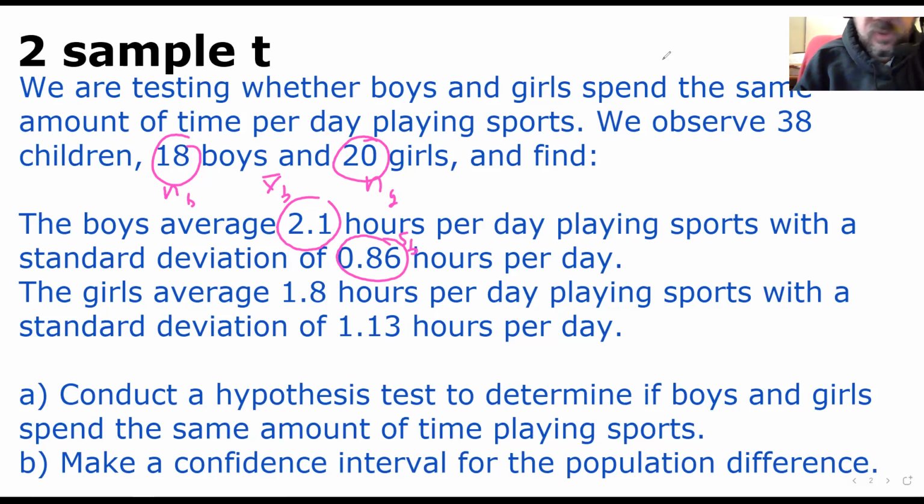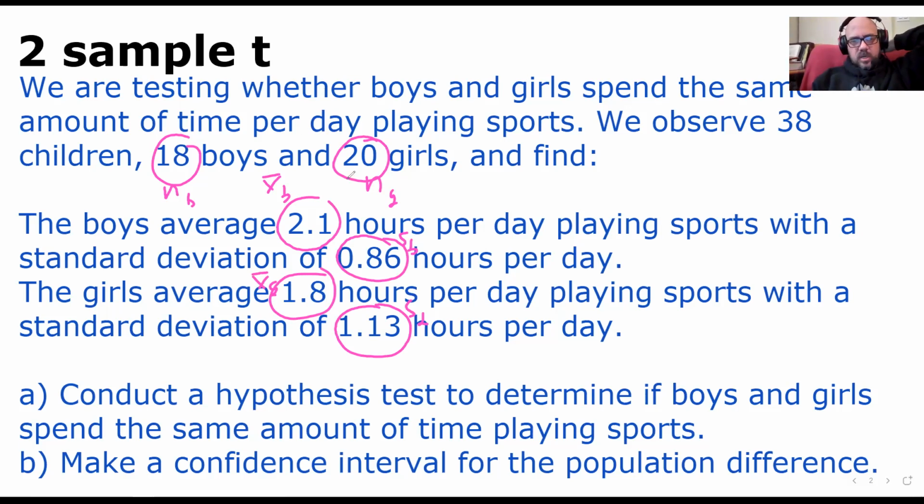Girls average 1.8 hours per day, so that is X bar G, with a standard deviation of 1.13 hours per day, so that's going to be S sub G. All right, so it's a little hard to read the labels, but we can figure out what they mean.